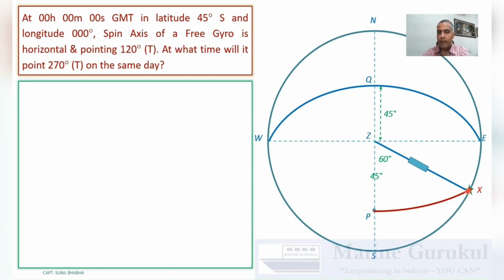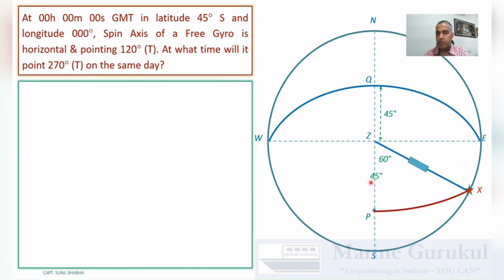So we can apply Napier's rule. Napier's rule says that if we know any two things in this triangle other than the 90 degree part, we can find out anything else. The two things which are known to us are, one, angle Z of the triangle. Angle Z is 60 degrees. And we also know side PZ, Papa Zulu, which is the colat, equal to 45 degrees.